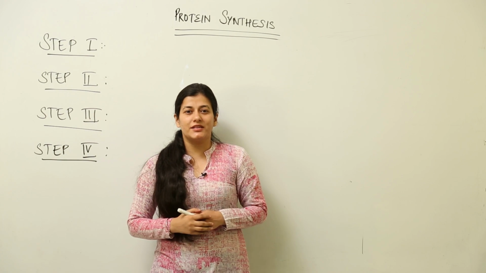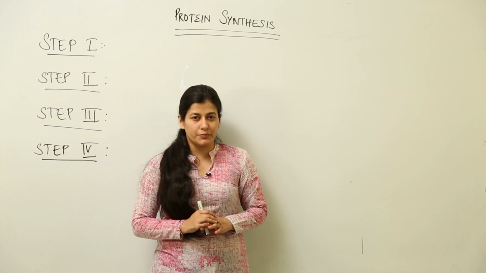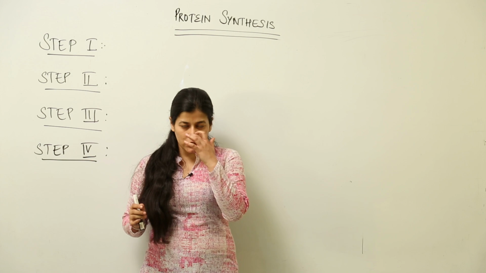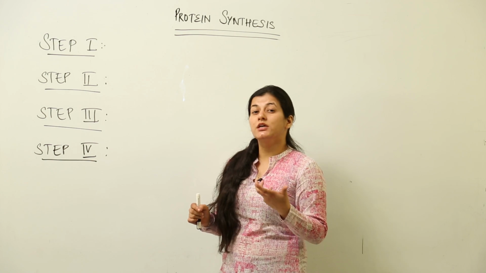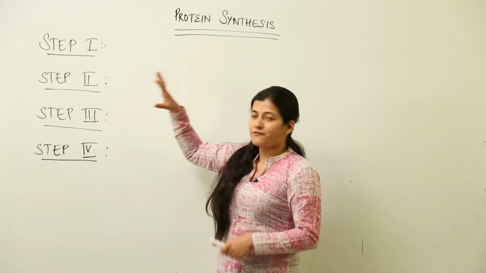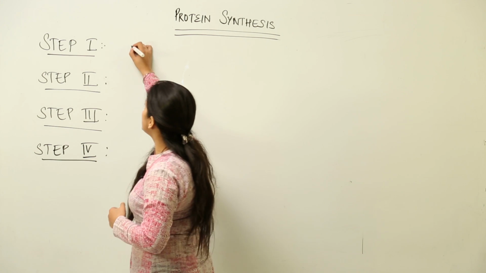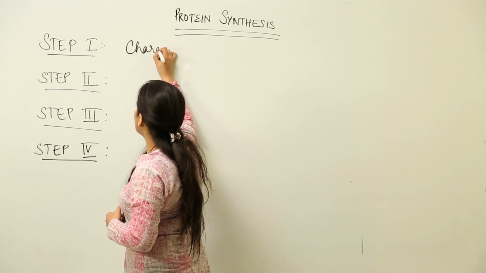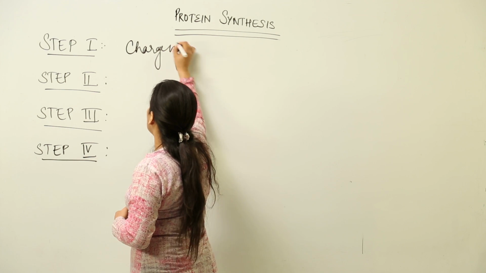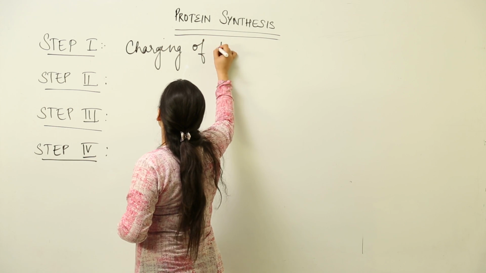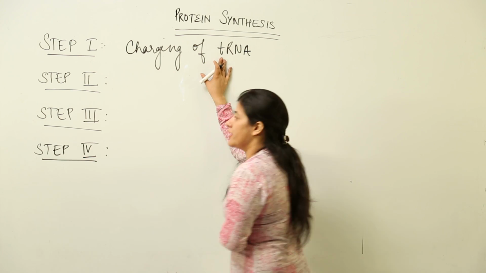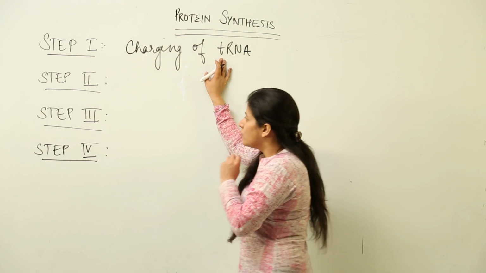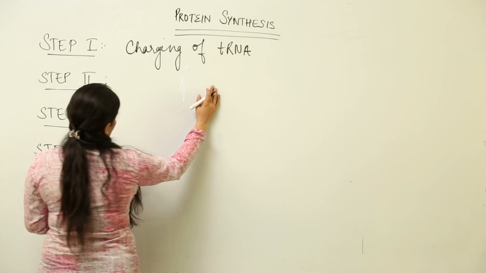Now, let us see the various steps involved in protein synthesis. We had seen the two key players, that were the tRNA and the ribosomes. Now, the first step involves the charging of that very tRNA. What it is, we will come to that in this lesson, which is dedicated to step 1. But before that, let us see what is present in steps 2, 3 and 4.